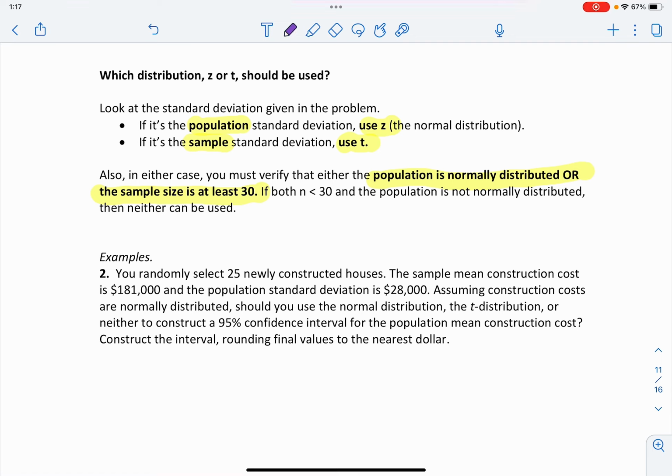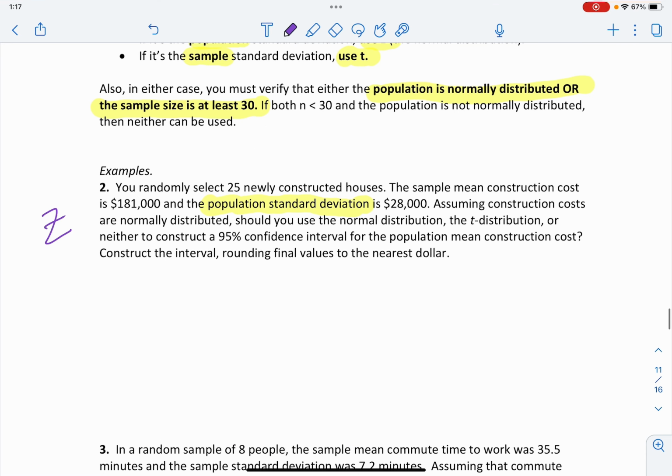Okay, so let's try one. Let's see, do we want Z or T here? So if you're trying to find Z or T, go to your standard deviation, and if it's population, like in this case, that's Z. All right, so this problem is just a 6.1 problem. So we can review that now. All right, we can run through that.